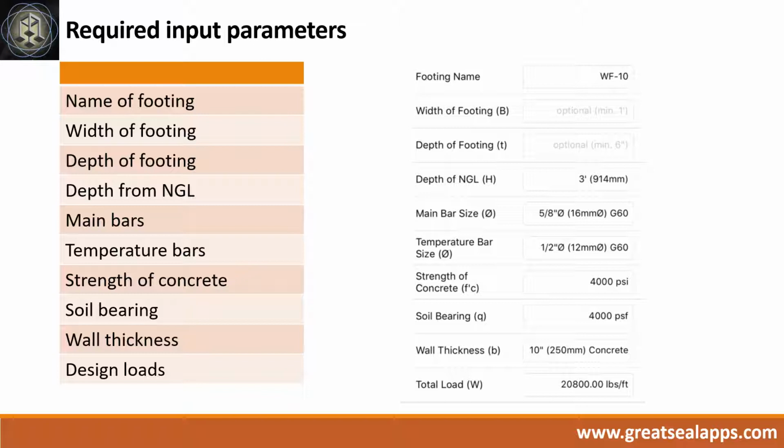Enumerate input parameters required. Footing name WF10. Depth from natural grade line 3 feet. Main bars 5/8-inch diameter at grade 60. Temperature bars half-inch diameter at grade 60. Strength of concrete 4,000 psi. Soil bearing capacity 4,000 psf. Wall thickness 10 inches concrete wall and total load of 20,800 pounds per foot.